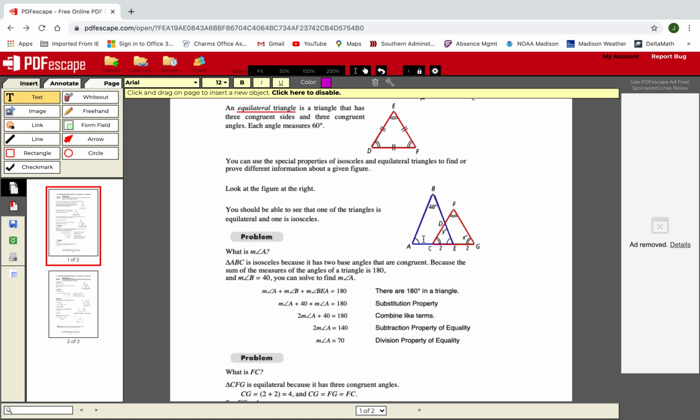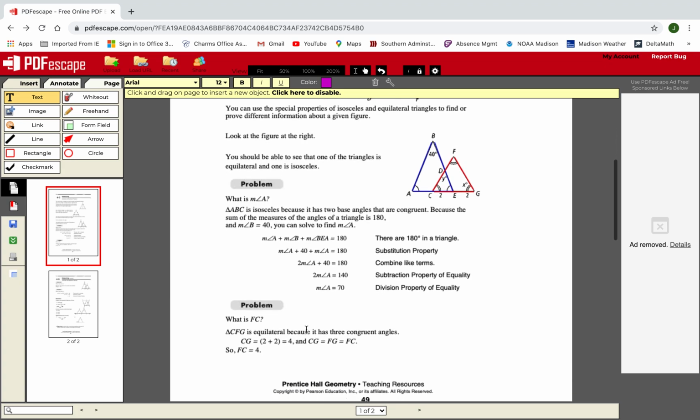Honestly, if I were doing this in the classroom, I would say 2x plus 40 equals 180. And that is effectively what they've done here, just instead of saying x, they've said the measure of angle A. Okay? So there we're able to find out that the measure of angle A is 70. So this angle is 70 and this angle is 70.